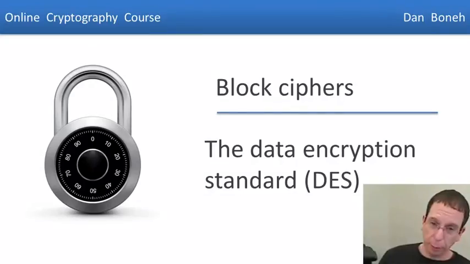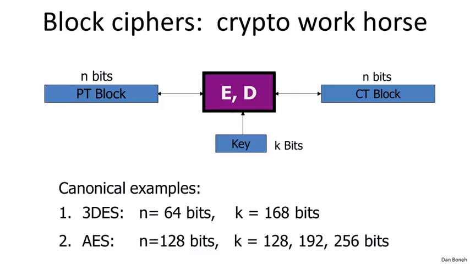So now that we understand what block ciphers are, let's look at a classic example called the Data Encryption Standard. Just a quick reminder, block ciphers basically map n bits of input to n bits of output. And we talked about two canonical examples, triple DES and AES. In this segment, we're going to talk about DES, and we'll talk about triple DES in the next segment.